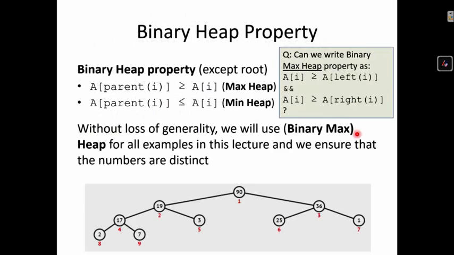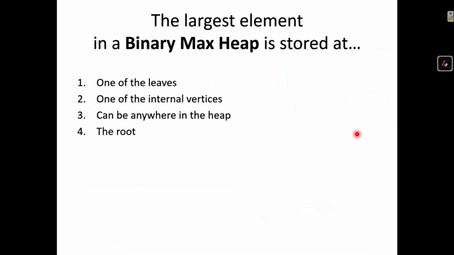Another quick question: where is the largest element in a binary max heap stored? The leaves? One of the internal vertices? Anywhere in the heap? It's the root. For a min heap, where is the smallest element? Also at the root. So it's quite an intuitive data structure.